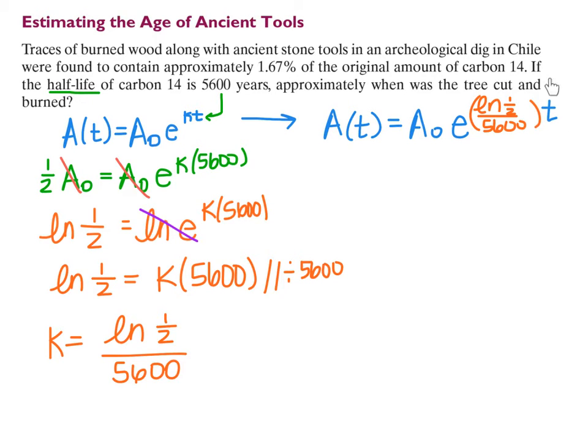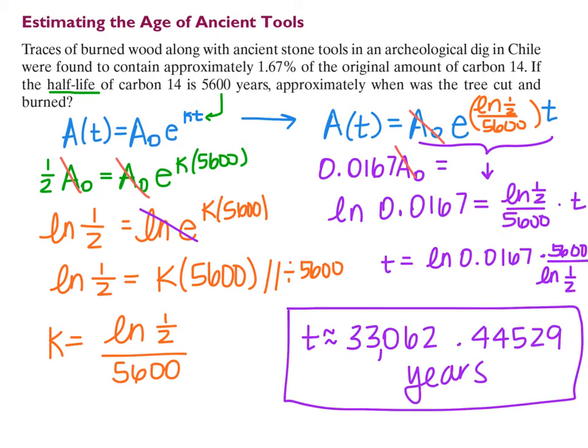And now I'm looking for t, but I've got a couple other variables I need to figure out. What I know about this tree is that 1.67% of the original carbon-14 is left in it. So just like what we did here where we didn't need to know what A naught really was, I know that I don't have half of it left, but I have 1.67% of the original amount left, which on the left side of the equation is going to look something like this. And so that allowed me over here to cancel my A naughts, which I'm going to do over here as well. So now I just apply ln to both sides here, and I solve for t.